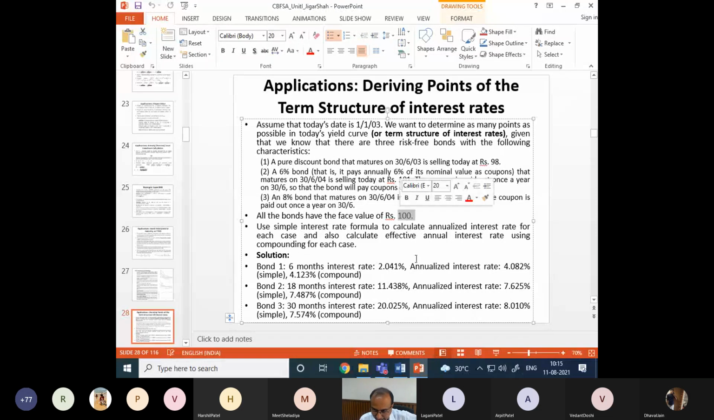Face value V is 100. OK, then second is 6% coupon bond, meaning it pays 6% of its nominal value. So nominal value is 100, or face value is 100.